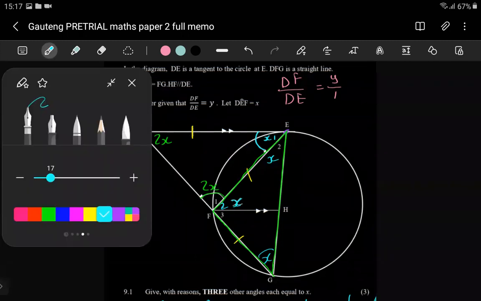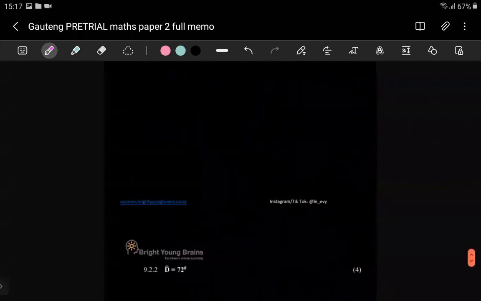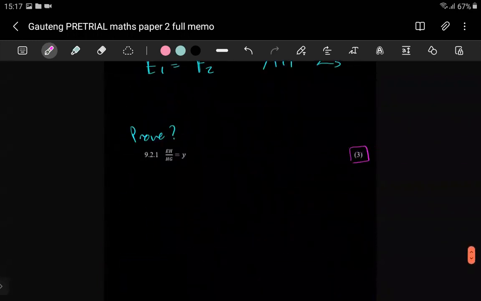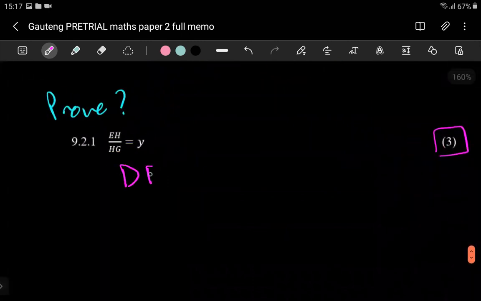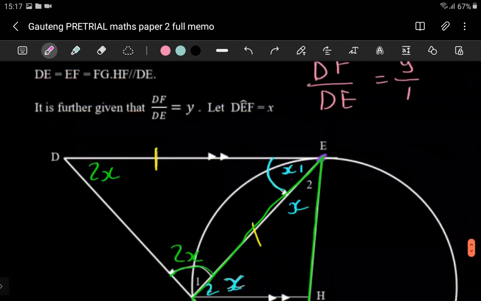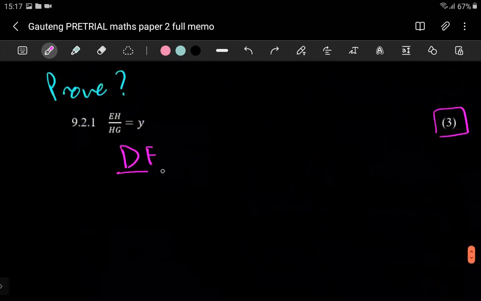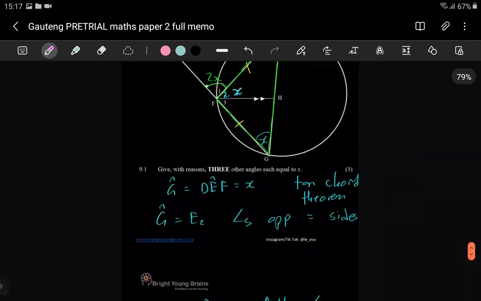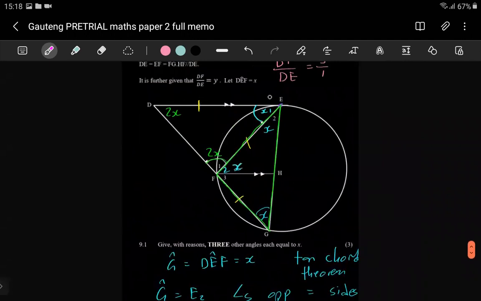We should actually use the statement to help us, because this is just a 3-mark question, so there's no heavy lifting. Remember, they told us that DF over DE is equal to Y. However, if you look at the lines they're talking about, DF and DE, they don't really help us show that this over this is also Y. What can help us is the fact that DF over FG is equal to EH over HG because of the proportionality theorem.